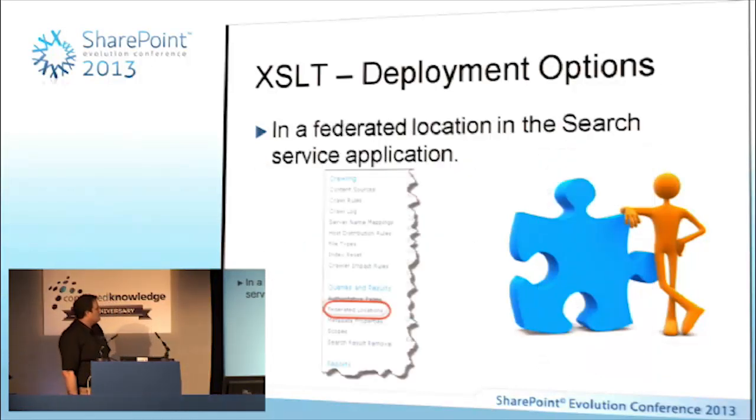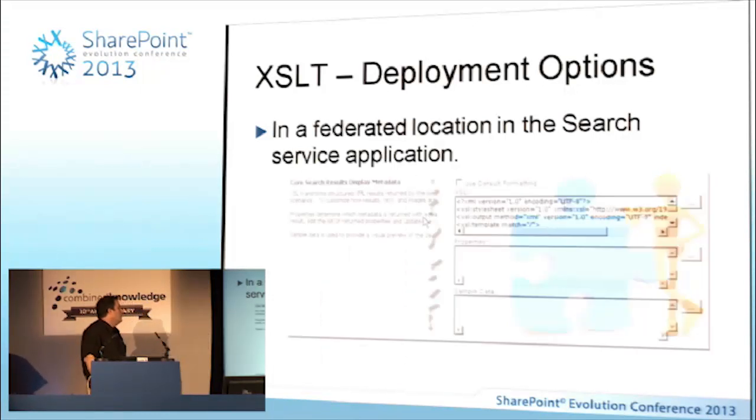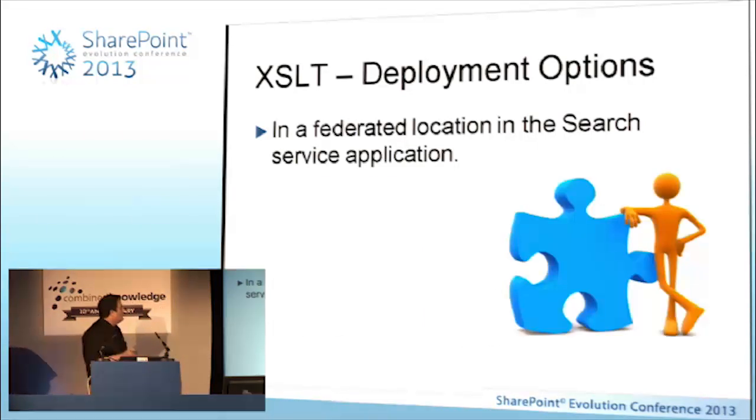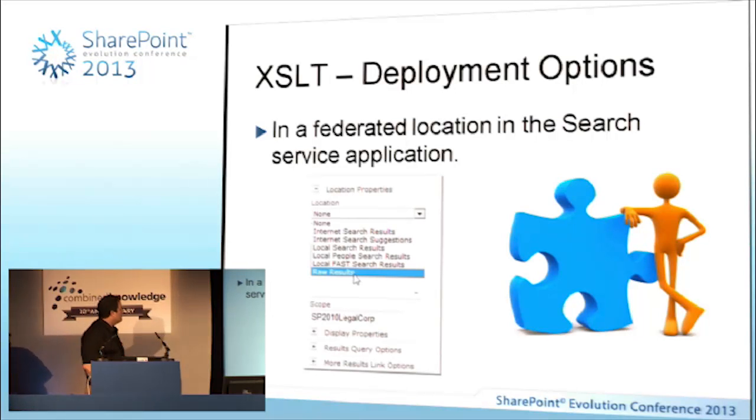And then the final one is the federated location. So you get to this through the search service application under federated locations, and you basically can create a new federated location that takes from the SharePoint search results, but then you can apply your own styling and your own properties. We'll talk about the properties in a second. This is the only option to actually deploy the XSLT and the fetched properties together.